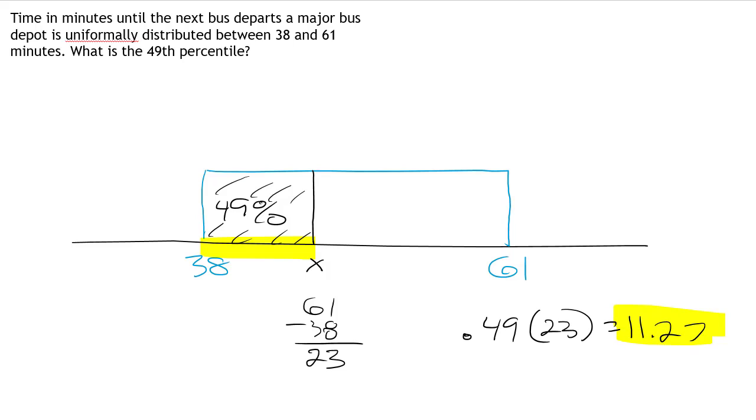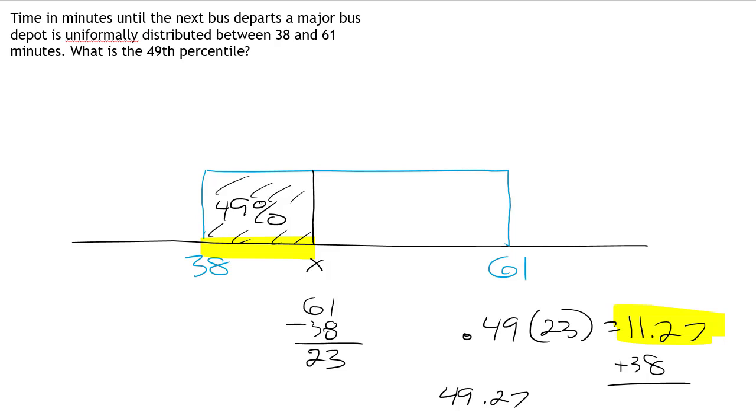That distance is 11.27. But to find the actual x, we just have to add that to 38, right? Because that's the distance, add it to 38, that gives us the value. And that tells us that the 49th percentile is 49.27, and it's a complete and utter coincidence that 49 is the 49th. It just happens to be because of the width and where it's centered and all that stuff.